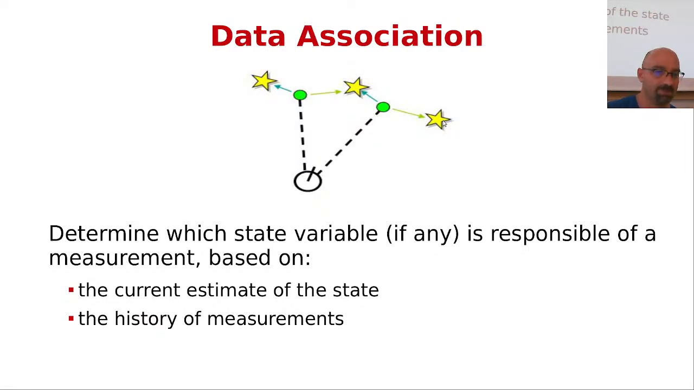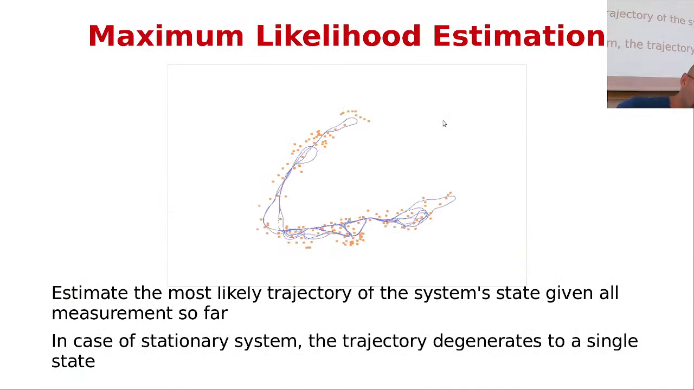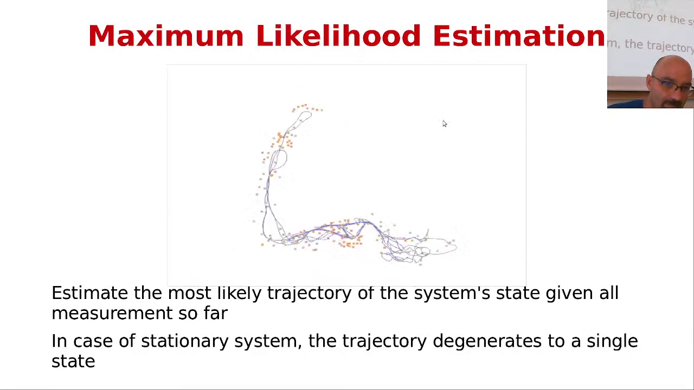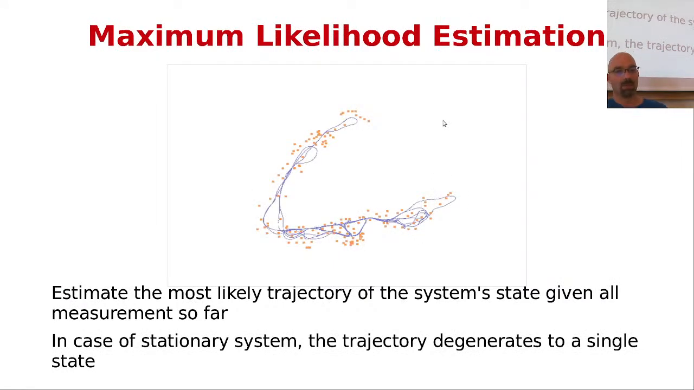Data association. Another thing that we will see is MLE. Now, the idea of MLE, maximum likelihood estimation, is to estimate the most likely trajectory of the system state. So not one single system state, but all the history of the states of the system, given all the measurements acquired so far. Right? Why do I need to do that?